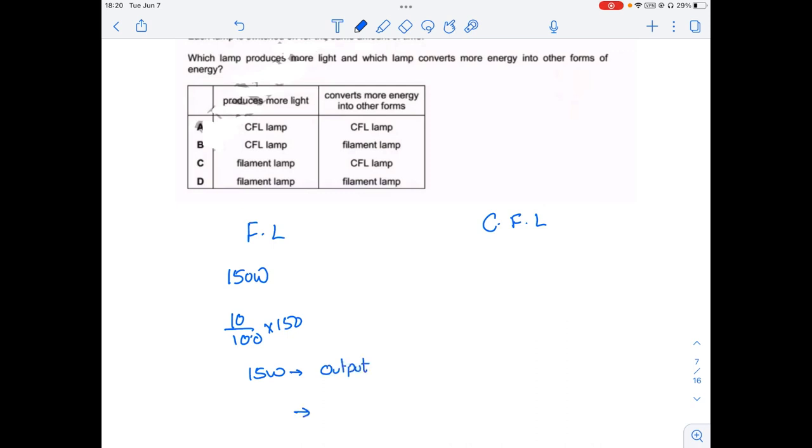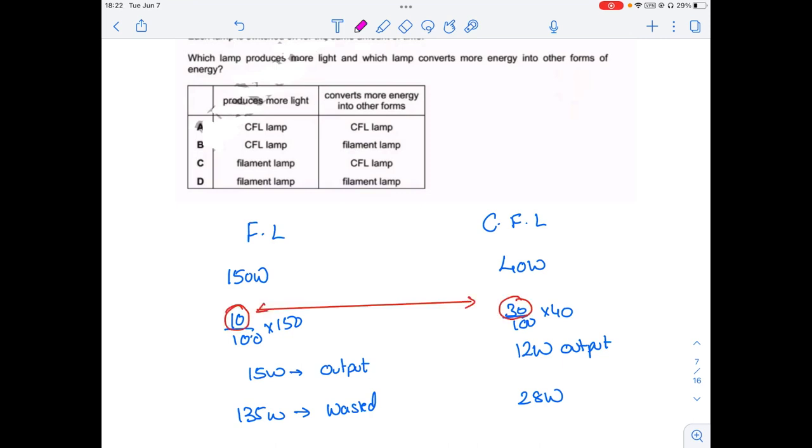So the energy which is wasted in the form of other forms is nothing but what? 135 watt. Whereas in case of CFL bulb, it is 40 watt. Efficiency is 30%. 30% of 40, which is nothing but what? 12 watt output. And what is going to be the wastage? Wastage is nothing but what? Only 40 minus 12, which is 28 watt.